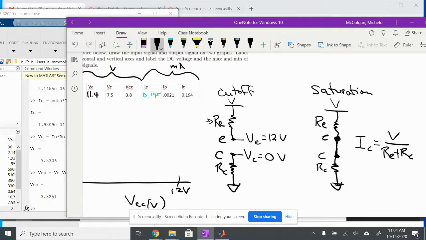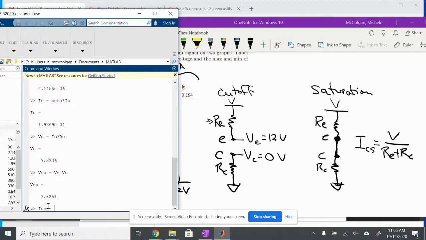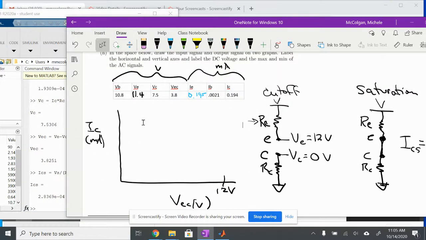And that's what I'm going to calculate in Matlab. Instead of calling this IC, I'm going to call this IC sat, ICS for saturation. So IC sat is equal to Vs divided by Re plus Rc. And I get 0.28, let me just make sure that's right. So Vs, yeah. Okay, so I'm in milliamps. I'm going to be at 0.28 milliamps. So I'm going to draw that over here, 0.28 milliamps.